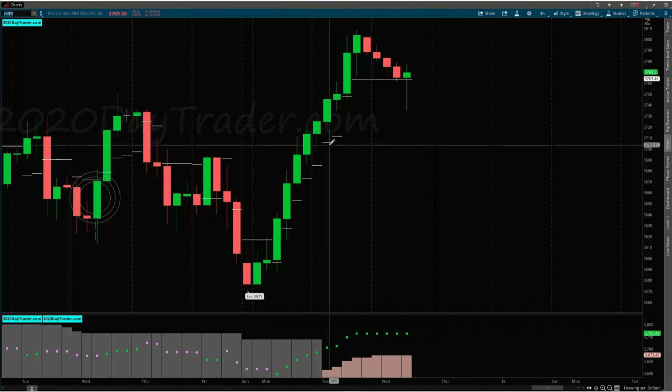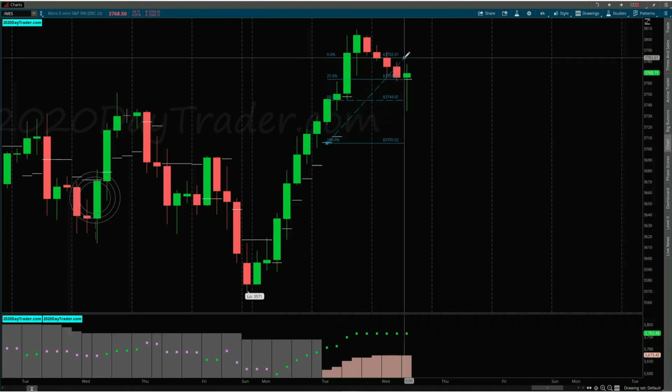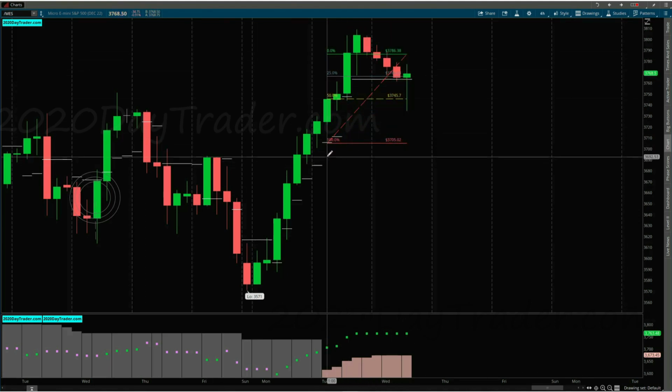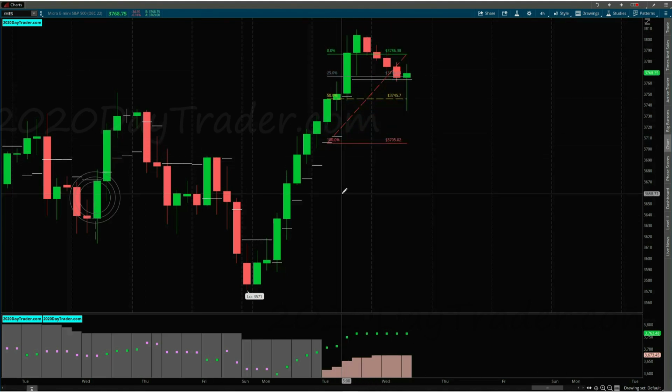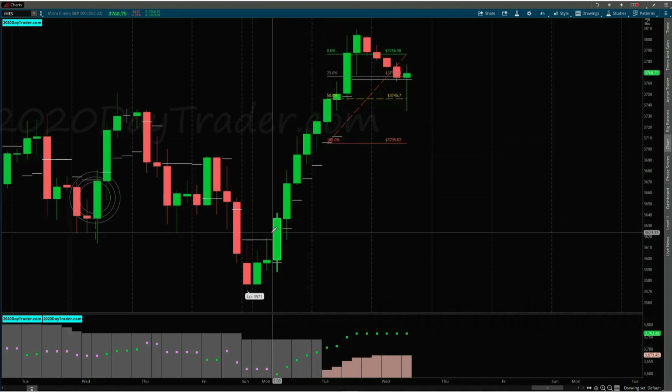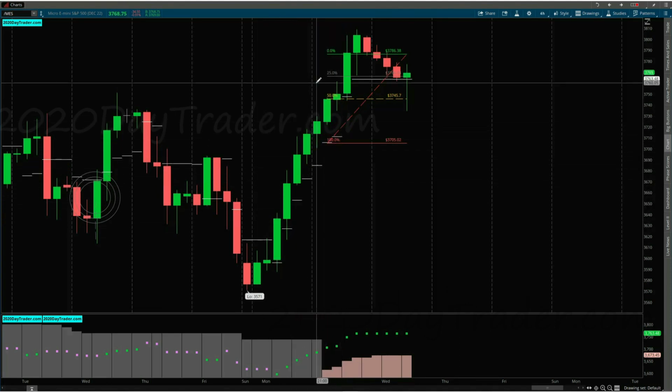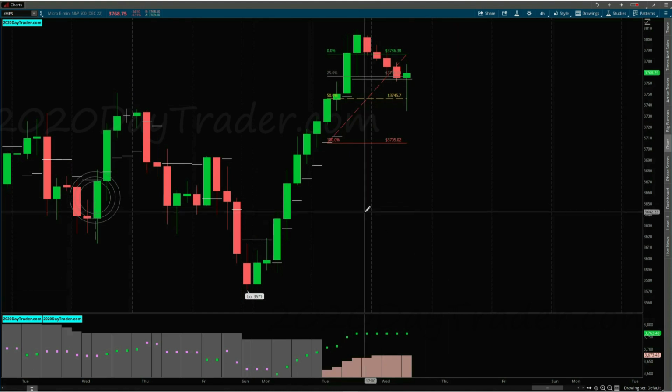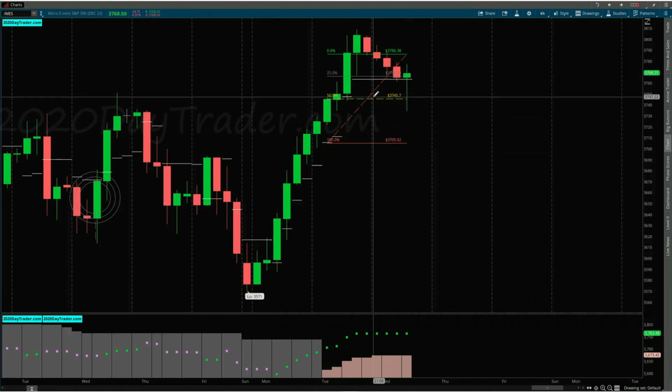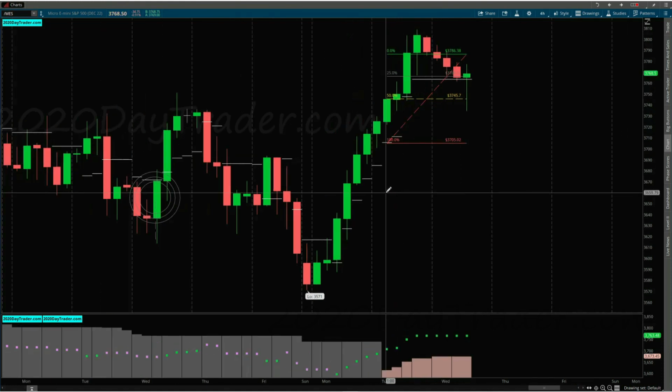But here we are. So this was the entry right here. I'm going to go ahead and mark it up. This was the entry right here. Unfortunately, I checked it, knew that this was coming, and missed the setup. So I wasn't able to get into this trade. So right now we're just waiting for another setup. When I go back, it's not on this chart.